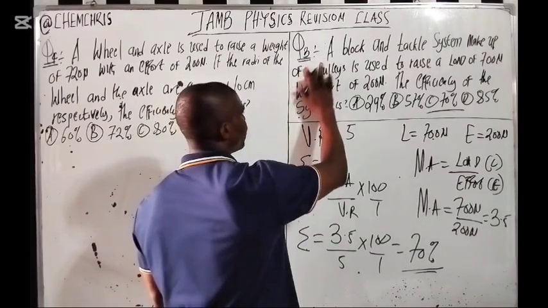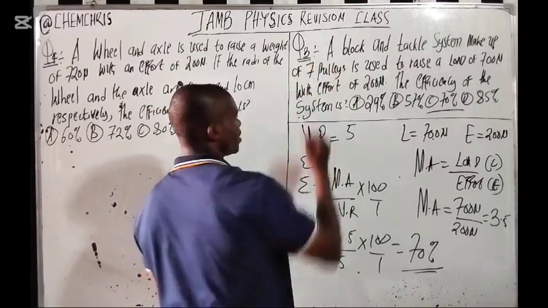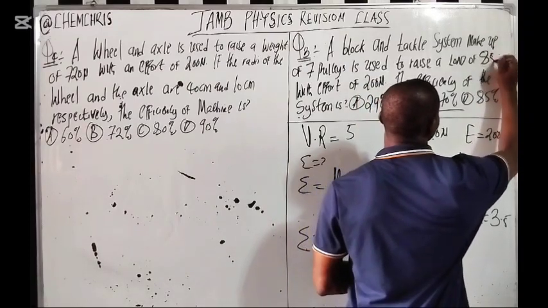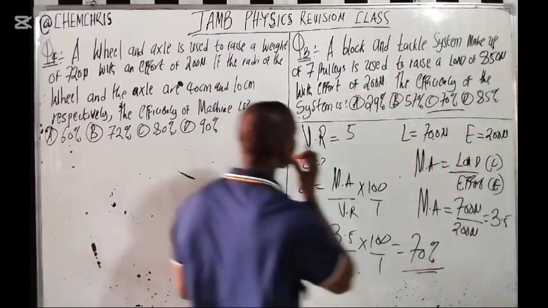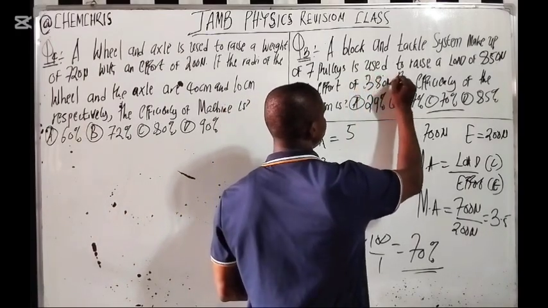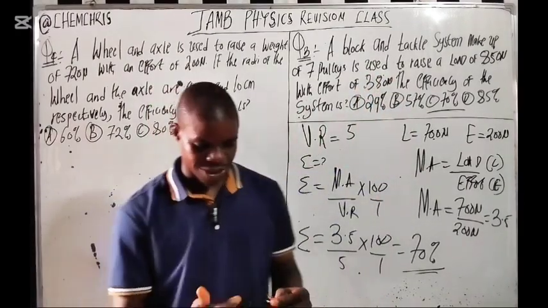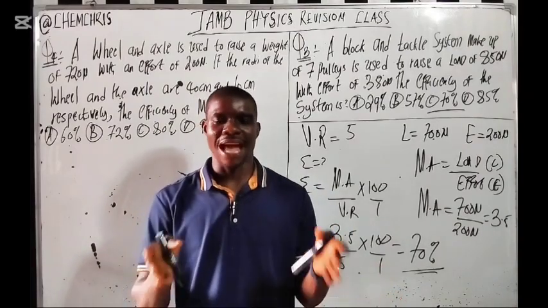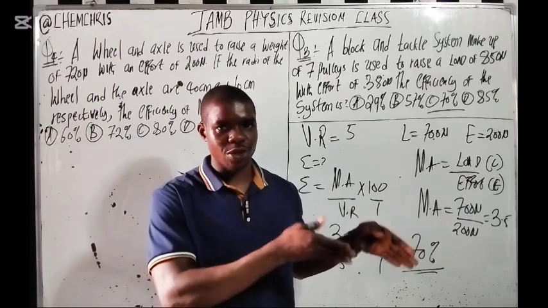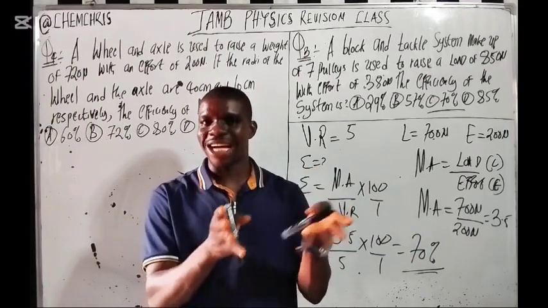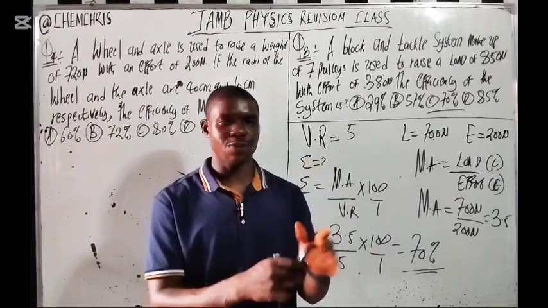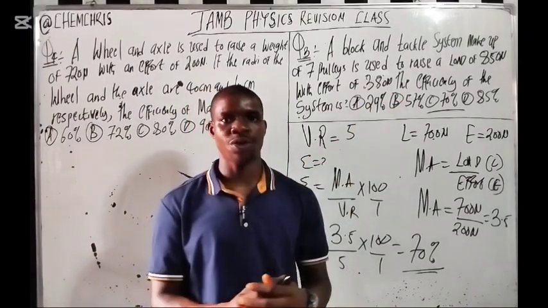Now, for example, if I have 7 pulleys, and the load is, let us say, 850 Newton, and the effort is 380 Newton, what is the efficiency of the machine? I'm only doing one part, which is to show you how to solve this question. Your part is to try as much as possible to solve this question using what I've done. So I advise you to pause the video, solve this question and leave your answer in the comment section.